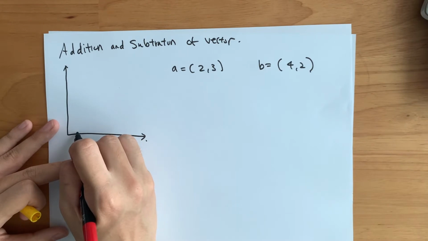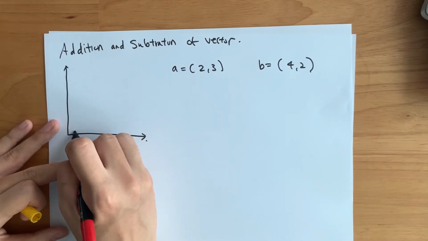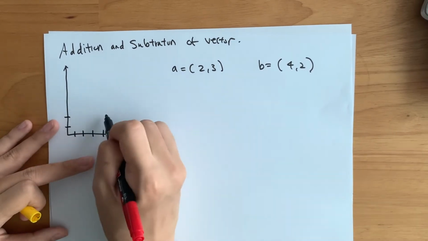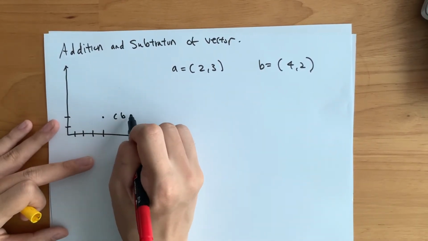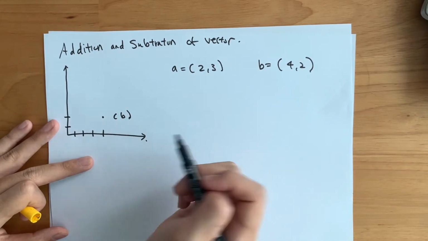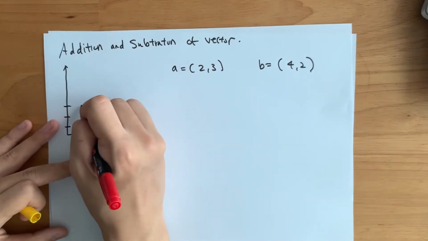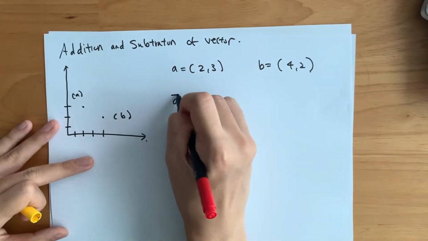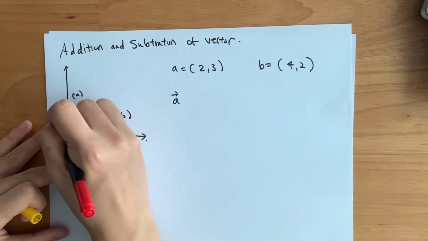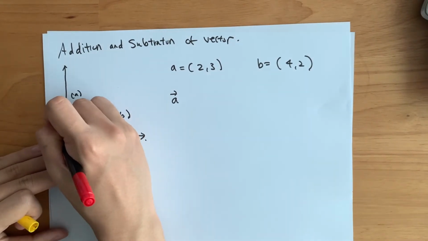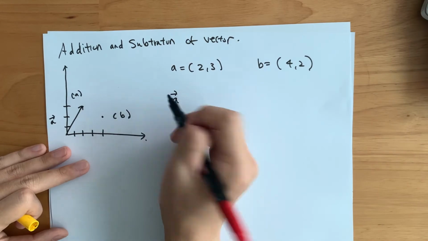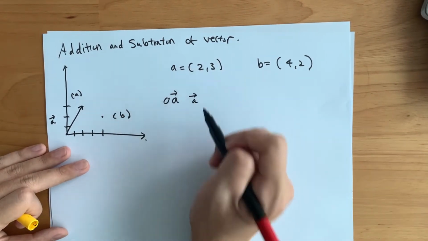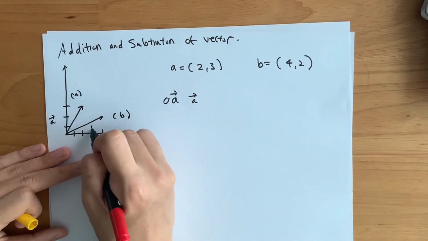So let's mark this B first. 1, 2, 3, 4, then 1, 2. Let's say this is B. And let's say A is 2 and 3. Then what A represents is this, from the origin to A, but I'll just skip that part. You can call it OA, or we can just call it A, and this is B.